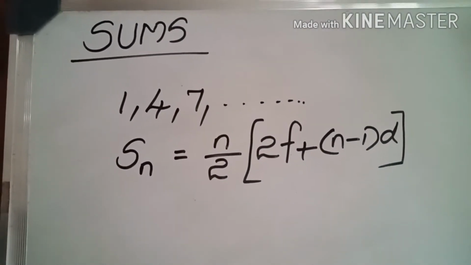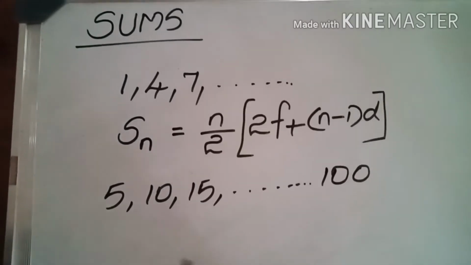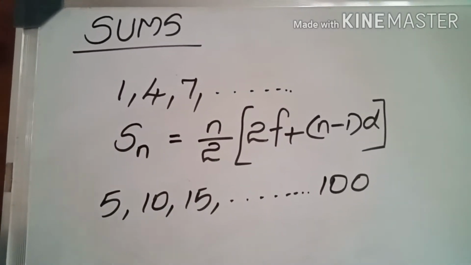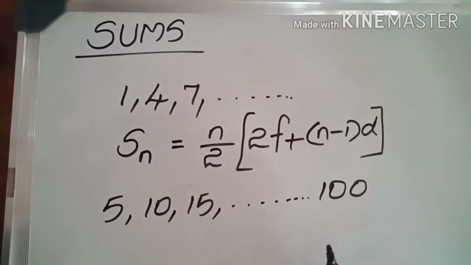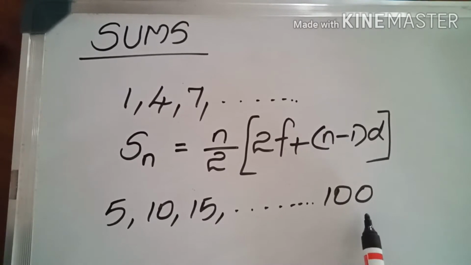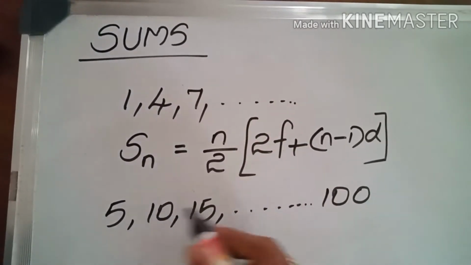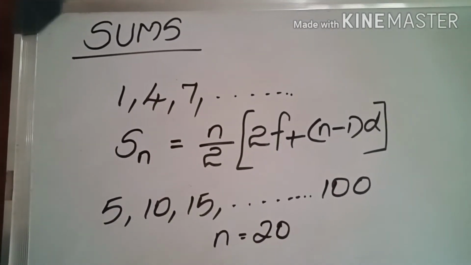Now one more equation is there. For example, consider the sequence 5, 10, 15, etc., up to 100. This is an arithmetic sequence with a common difference 5. So here 5 is the first term, 100 is the last term. We know the number of terms between 5 and 100: multiples of 5 will be 20. Here anyway 20 terms will be there.